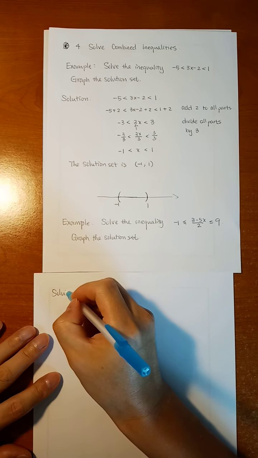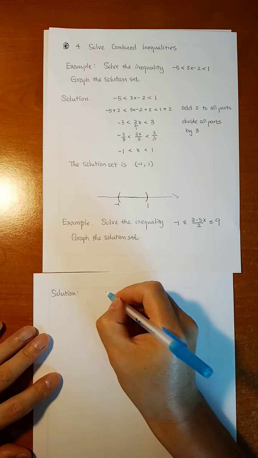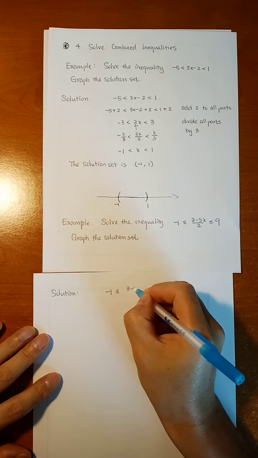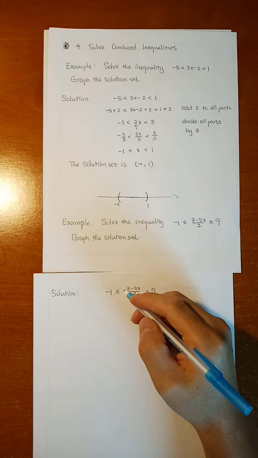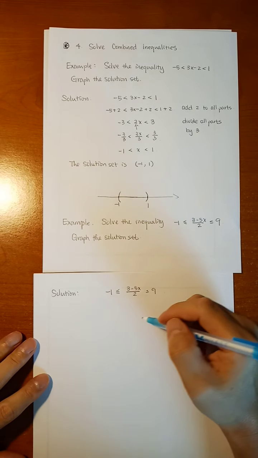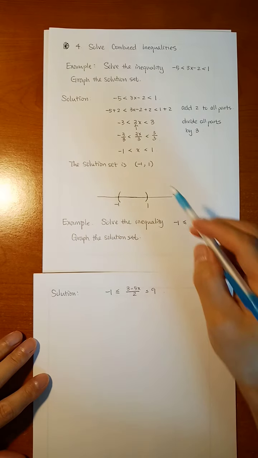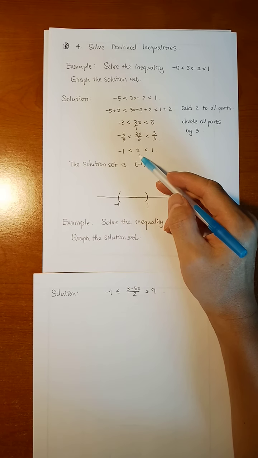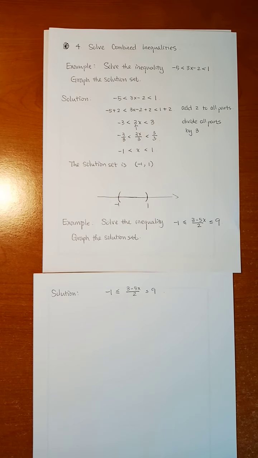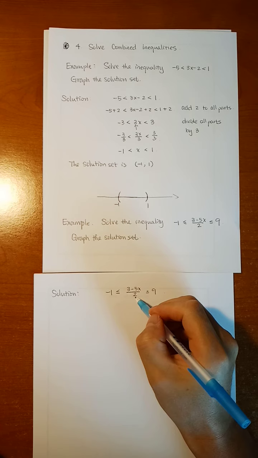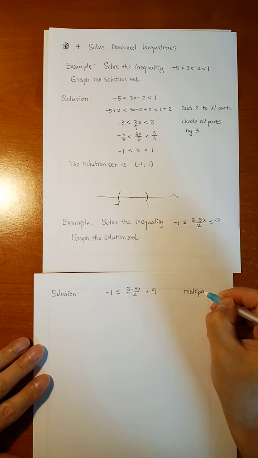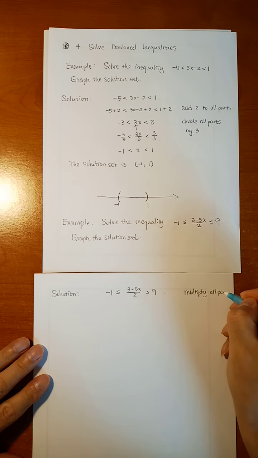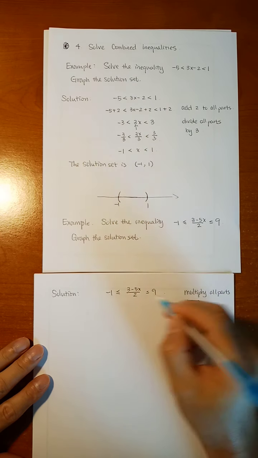Solution. How do we do that? We first copy it. Okay, so the middle term contains 5x. So we're going to simplify it until the middle term only contains x, no other coefficient, no other constant numbers. The middle term is (3 minus 5x) over 2. So we're going to multiply all parts by 2 to cancel this 2.